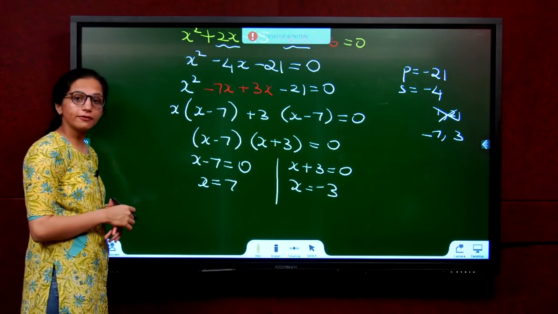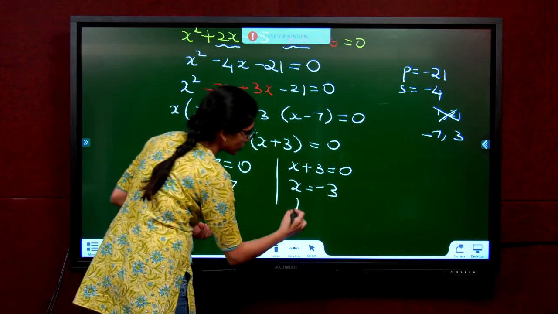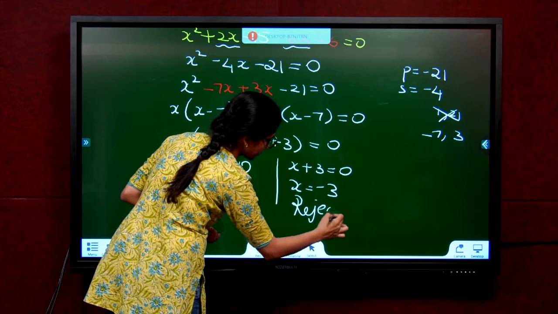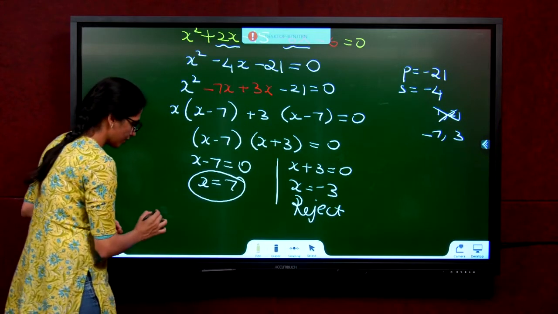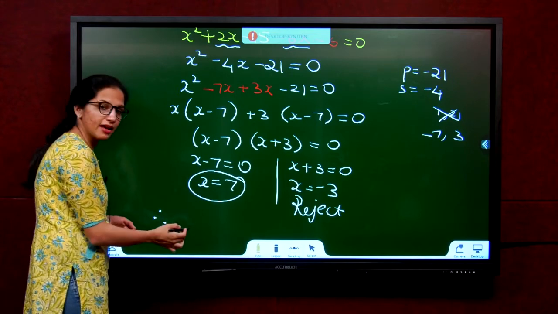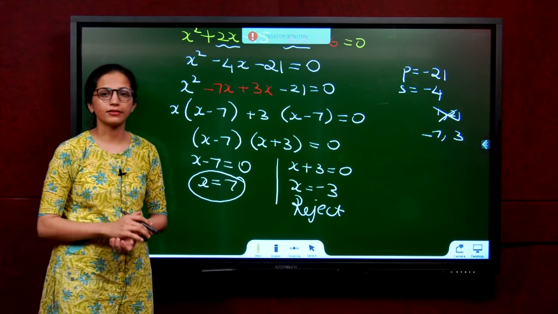Can age be negative? Can you be minus 5 years old, minus 3 years old? No, which is why you have to reject this. What is the final answer? X equals 7. Write down the conclusion statement. Therefore, Rahman's present age is 7 years.